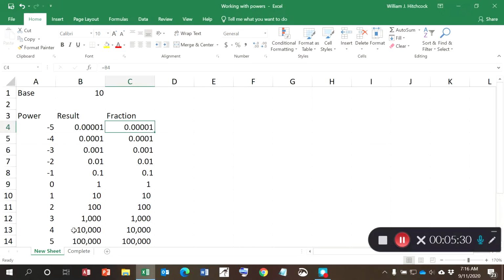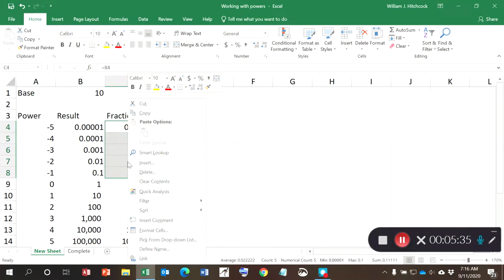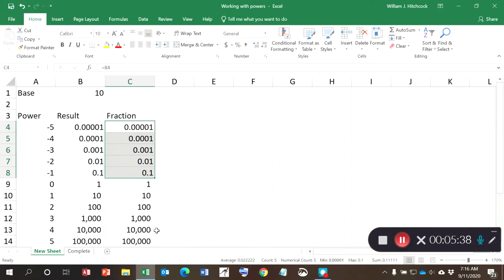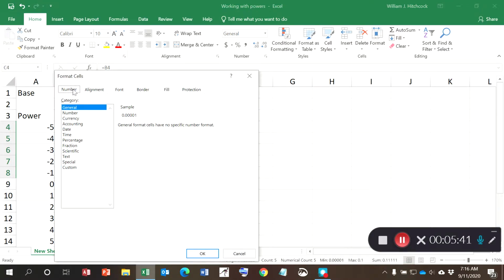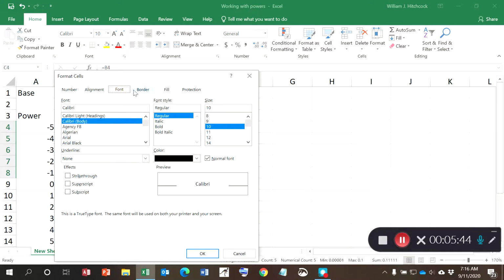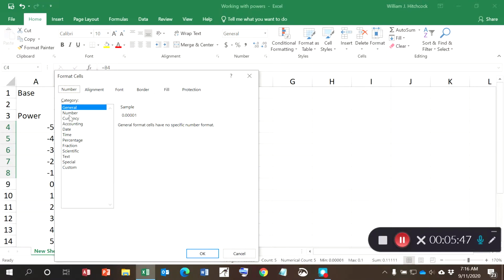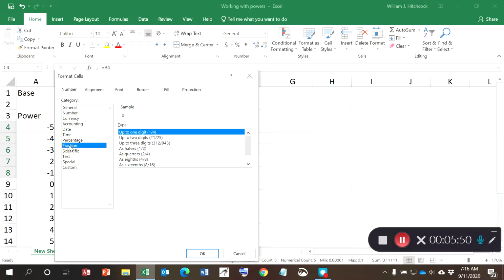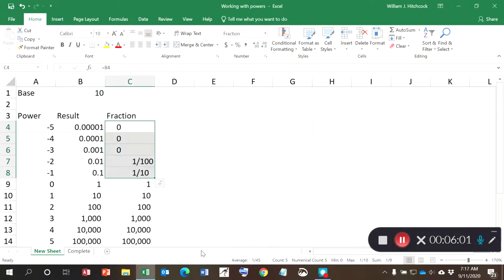For the fractions, I'm going to highlight these cells, and then right click on it, choose Format Cells. In the number category, there's number, alignment, font, border, etc. Choose number. You want to look at these categories. There's a fraction format, and there's all sorts of different fraction formats that we can try out. I'm going to use the one that's up to 3 digits. So I'll hit OK. For these first couple, it doesn't really tell me a whole lot. It just displays a 0 because I can't get the fraction small enough.